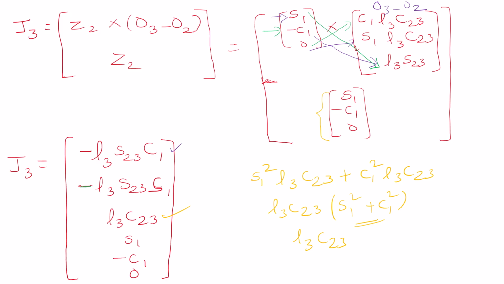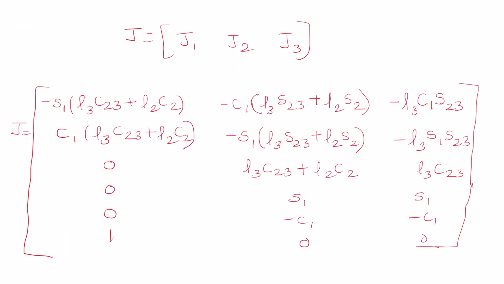So this is J3. Now combining all three columns J1, J2 and J3, you will get the Jacobian of the RRR manipulator.